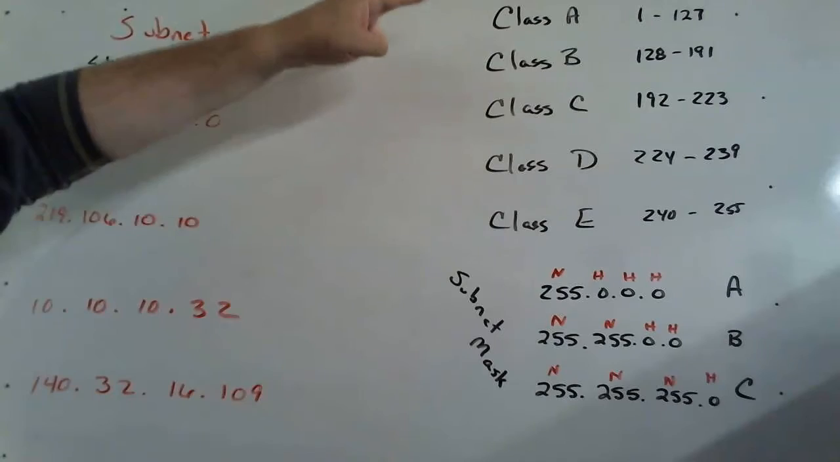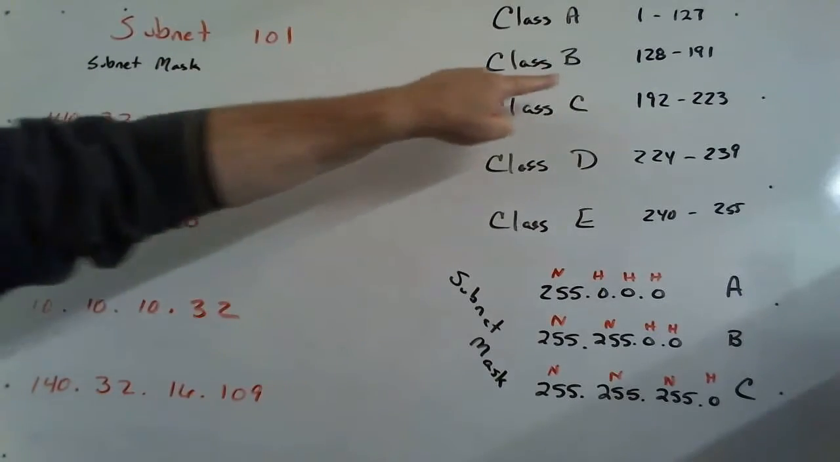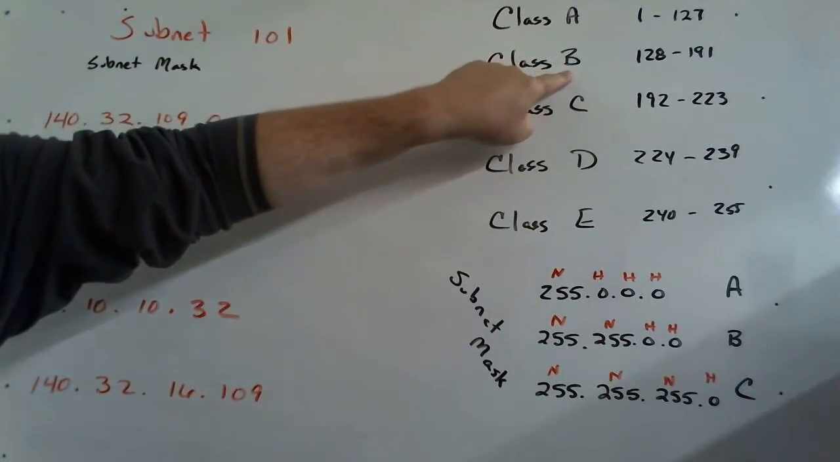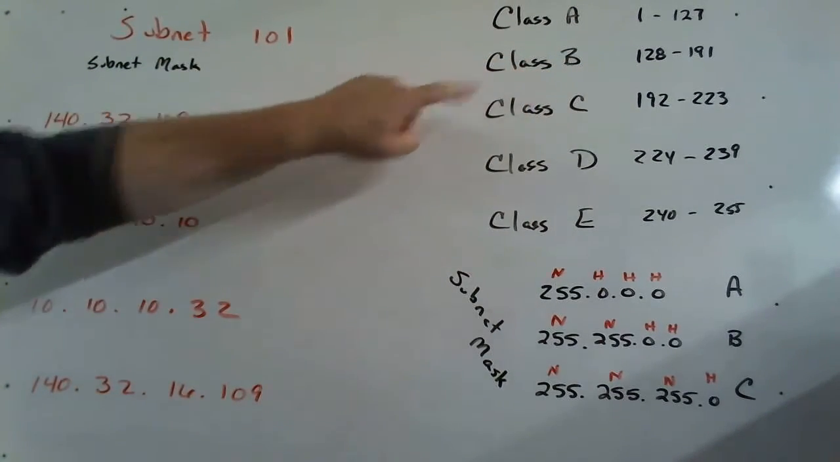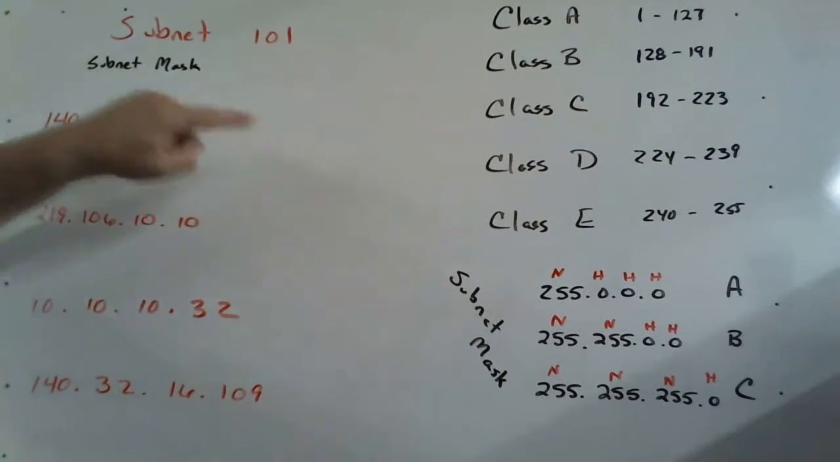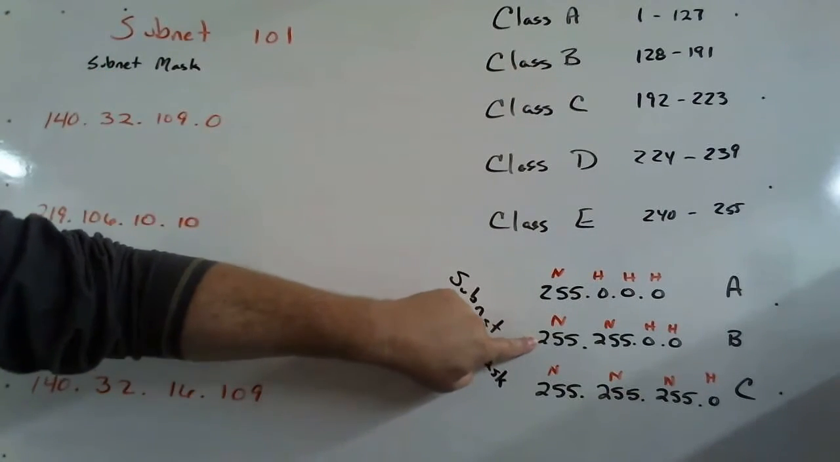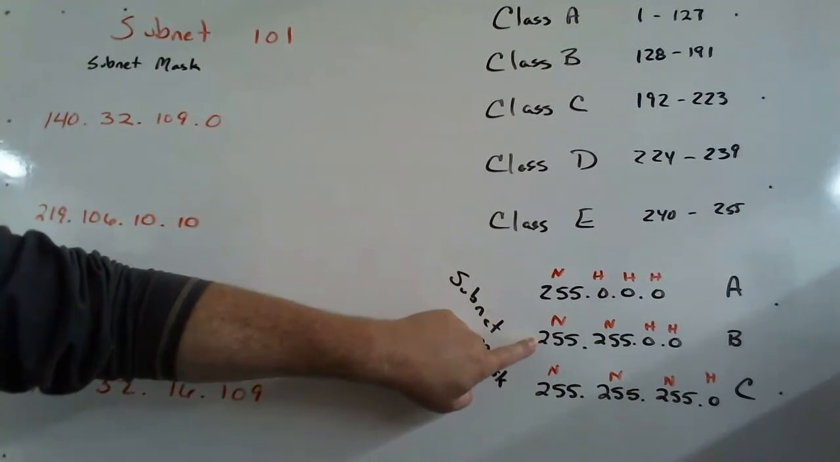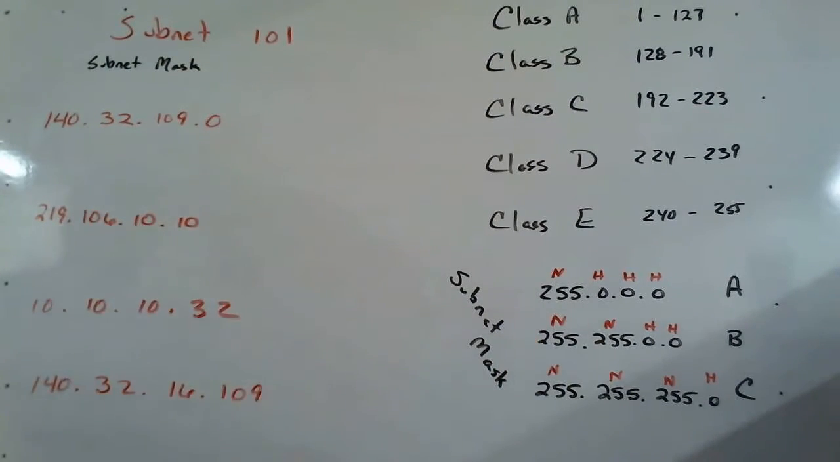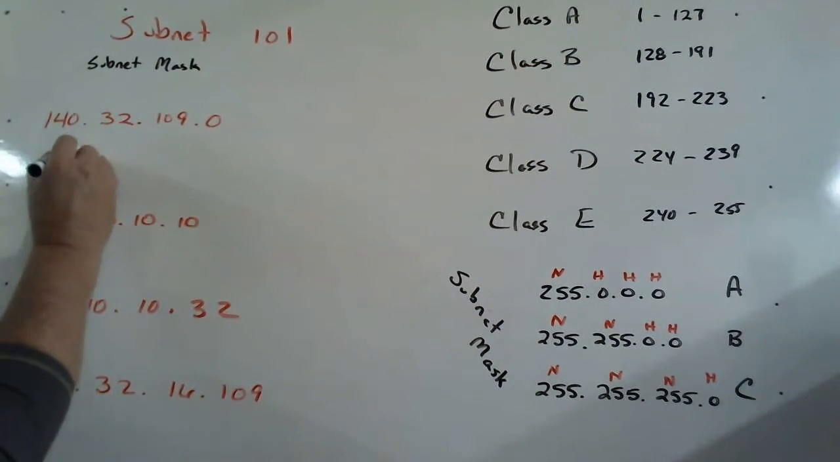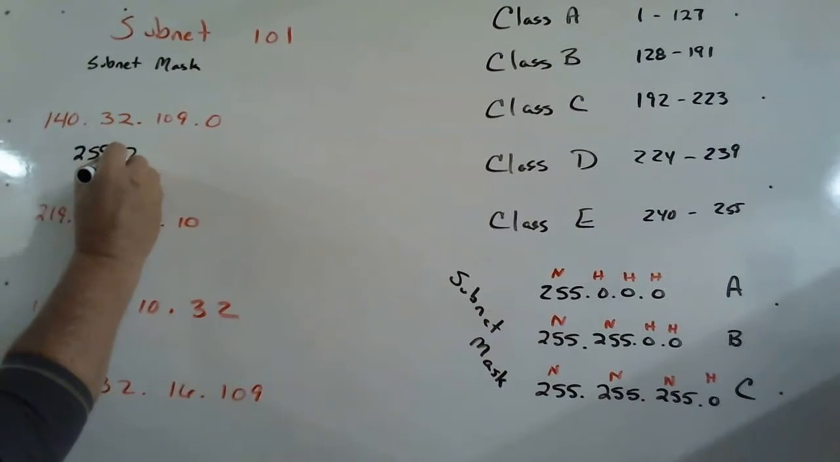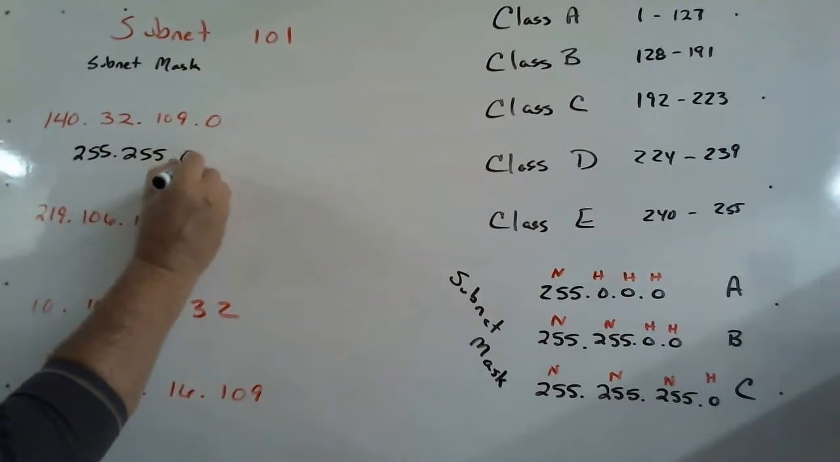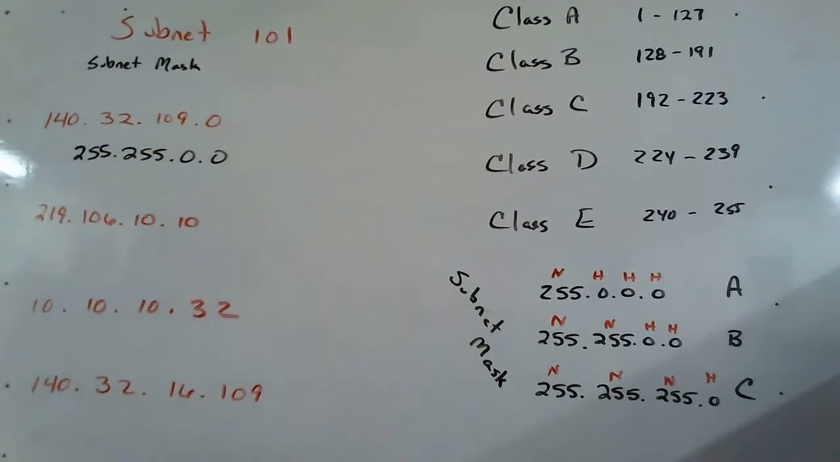Where does 140 fall within my list? It happens to be a class B. What is the class B subnet mask? 255.255.0.0. That is my answer. So underneath here, I'm going to put 255.255.0.0. And you're going to have this same thing with page number three.